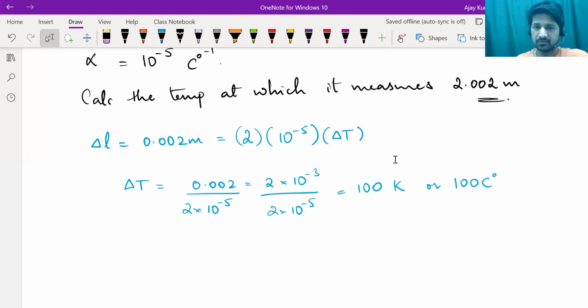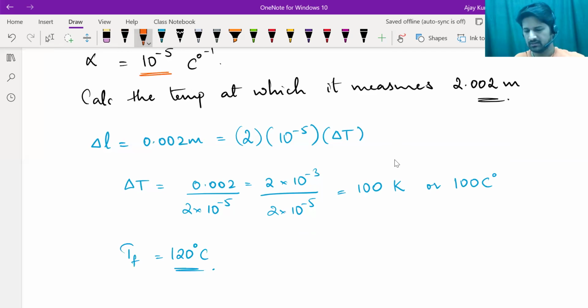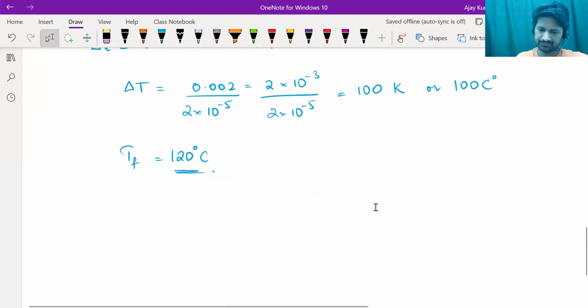Now, how much is the initial temperature? 20 degrees C. Now, from 20, if you increase it by 100, the final temperature becomes 120 degrees. Correct. So, assuming the alpha value of steel is 10 power minus 5, this is the answer. Right.